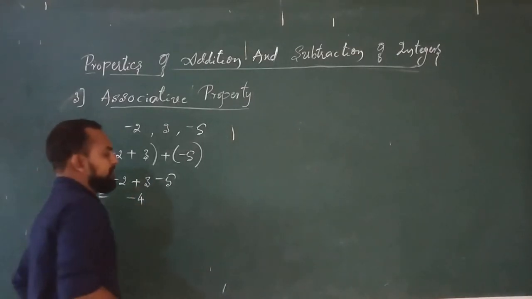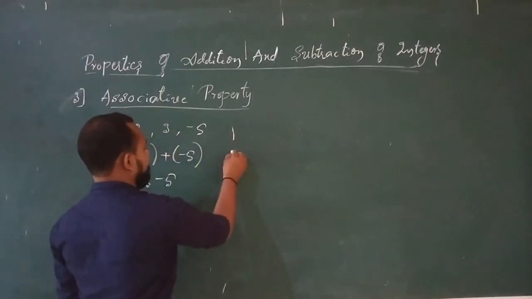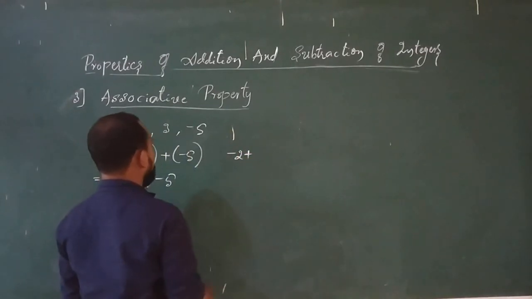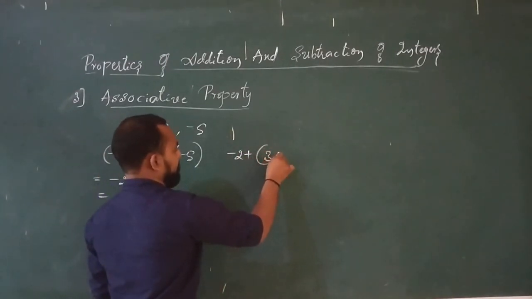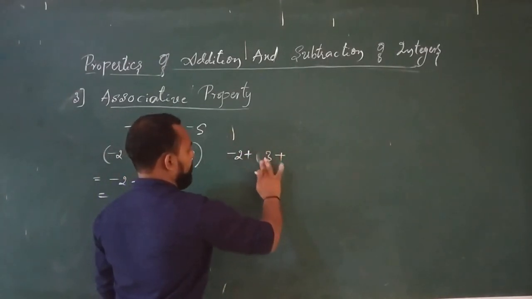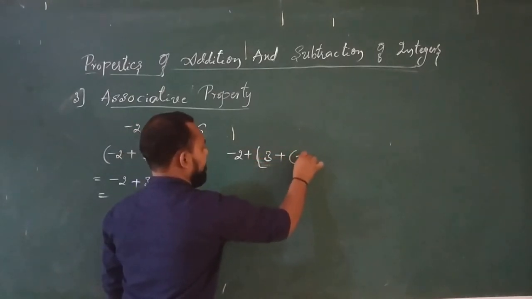In the second sum here, minus 2 plus 3 plus minus 5.